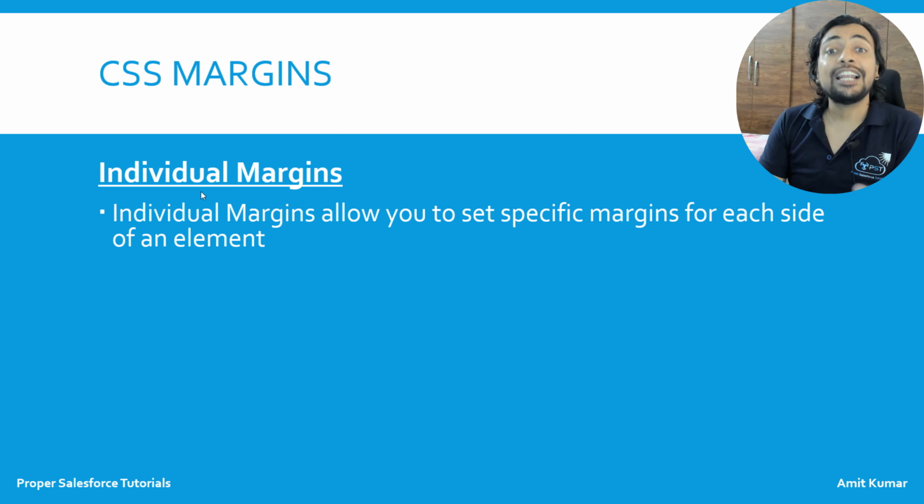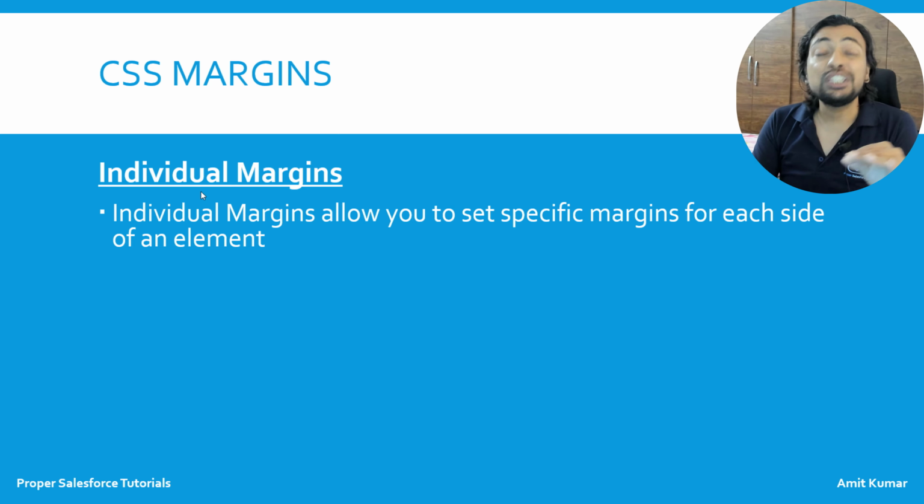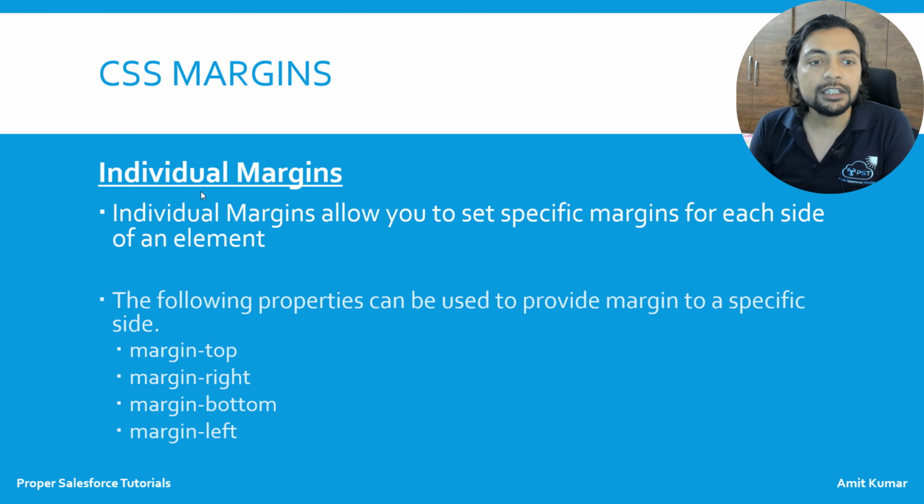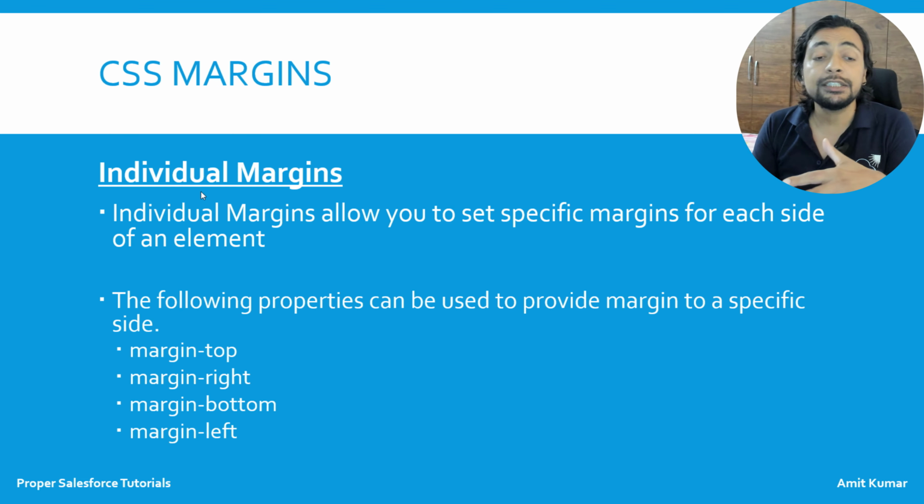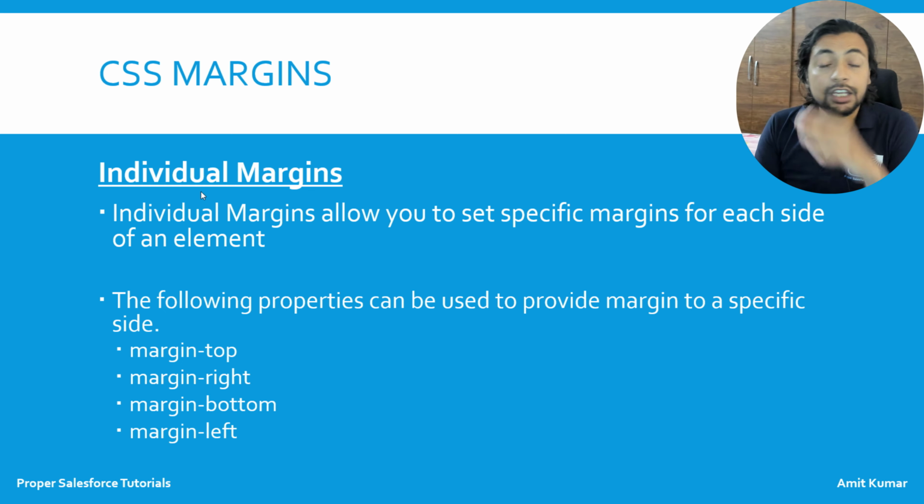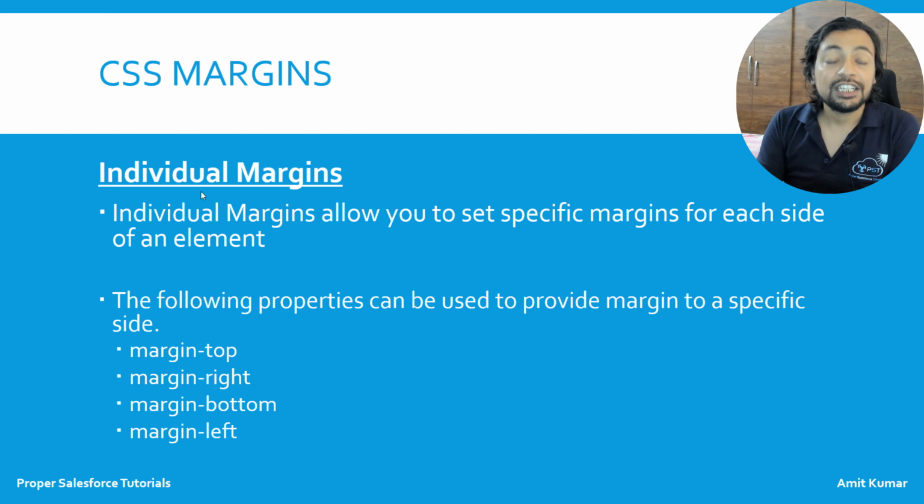Individual margins allow you to set a specific margin for each side of an element. So you are going to use it when you want to specify a specific margin to a specific side of the element. The following properties can be used: margin top, margin right, margin bottom, and margin left. So let's quickly see how we are going to use individual margins in our web page.